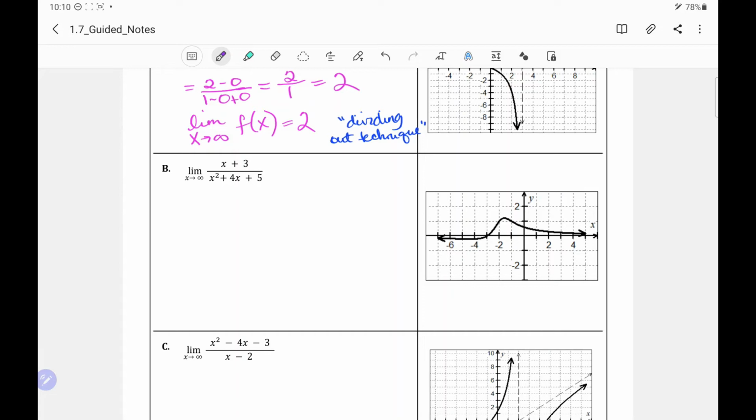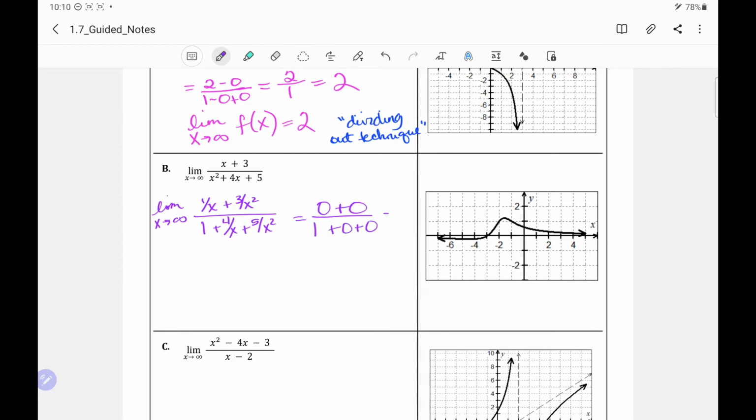Okay, hopefully you're coming back from having paused. I've got the limit as x goes to infinity. I've got x over x squared. What does that leave me? 1 over x plus 3 over x squared. So that's what's left on top. x squared over x squared left me with 1 plus 4 over x because 1x canceled out, plus 5 over x squared. So how is this going to work out? 1 over x is going to go to 0. 3 over x squared is going to go to 0 even faster, over 1 plus 0 plus 0.